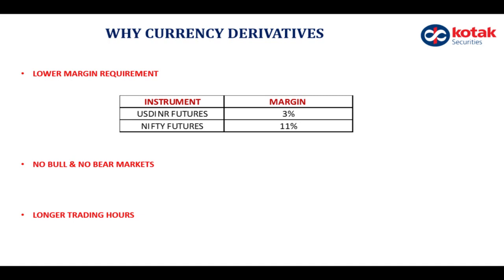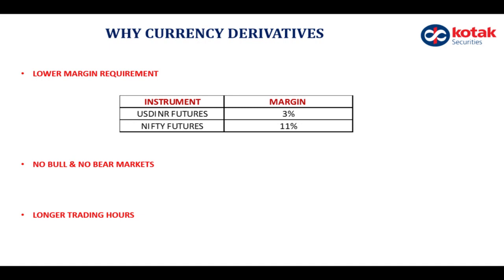So if dollar rupee goes from 70 to 74, it's a bull market for the dollar, but it's also a bear market for the Indian rupee. Similarly, if it comes down from 74 to 69, it's a bear market for the dollar, but a bull market for the rupee. So volumes are always there as long as it is trending, going up and down, and that's what it does. That's the reason why this market is fantastic.